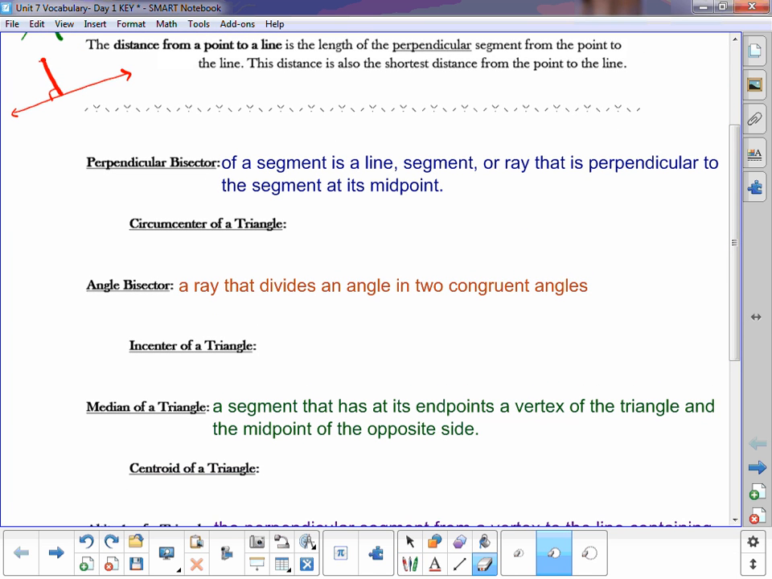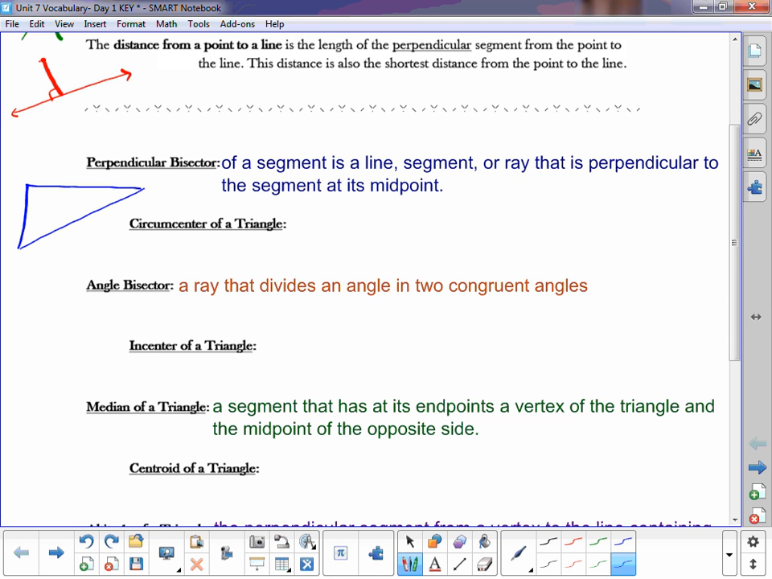Now we have dealt with these terms throughout the year, but we're going to be looking specifically at their relationship within a triangle. So we know what a perpendicular bisector looks like, and I'm going to have us actually draw what it would look like in a triangle. A perpendicular bisector is a line segment or ray that is perpendicular to the segment at its midpoint. So let's go ahead and draw a triangle, whatever kind of triangle you want.